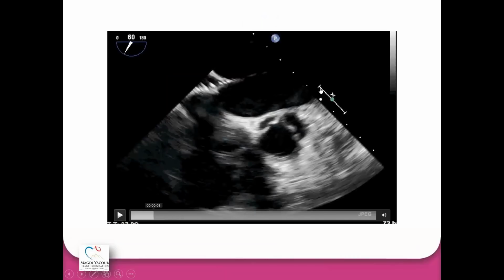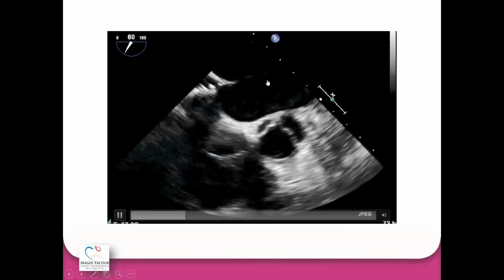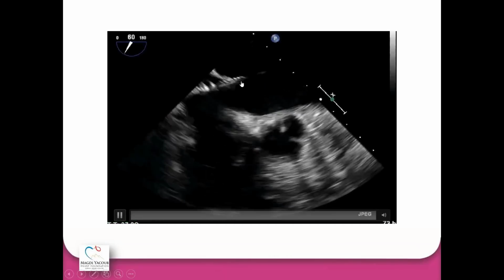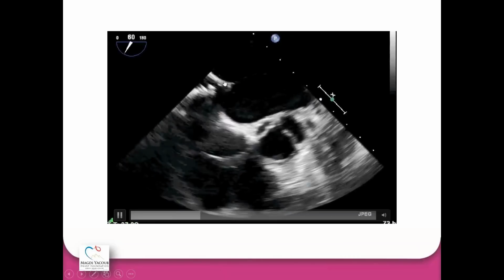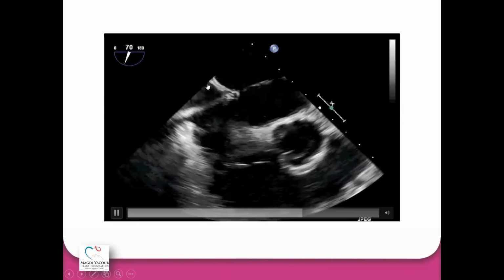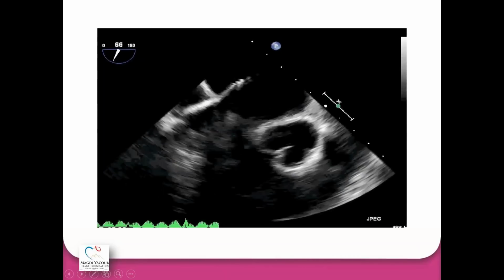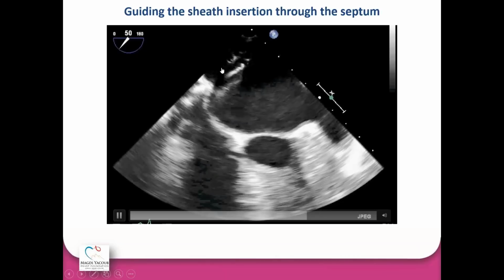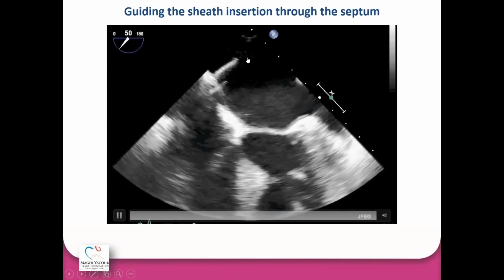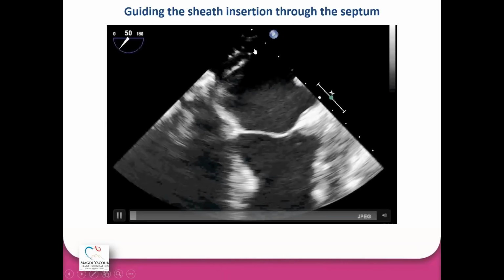Here, if you are satisfied with the tenting height, we go until the interventionist goes ahead and punctures the septum. This is the characteristic sawtooth appearance here. And now he punctured the septum and introduced the guide catheter inside the left atrium. Through this guide catheter, he will introduce everything inside the left atrium.